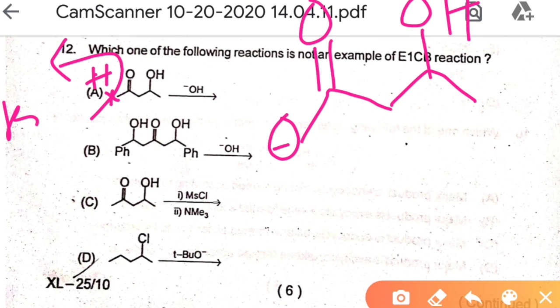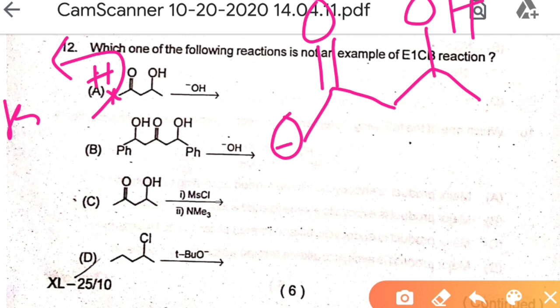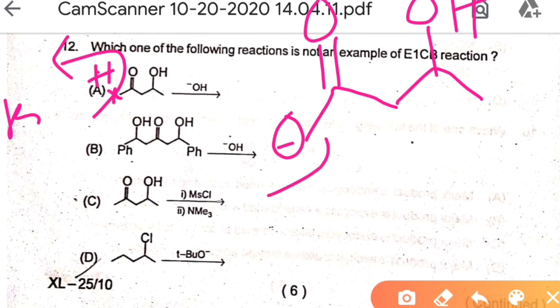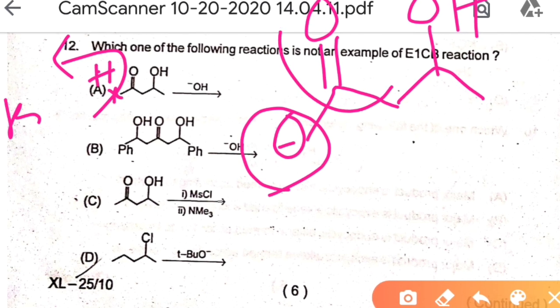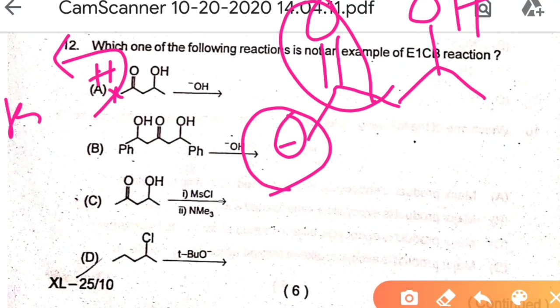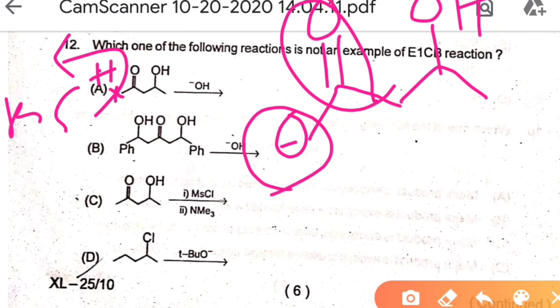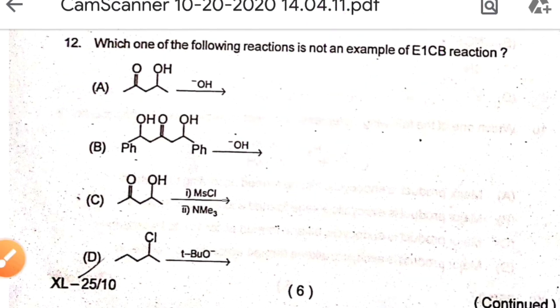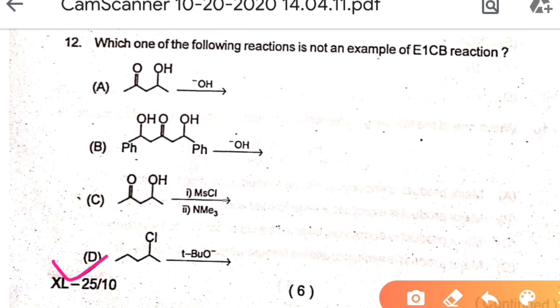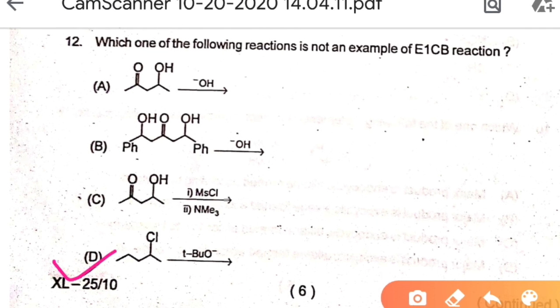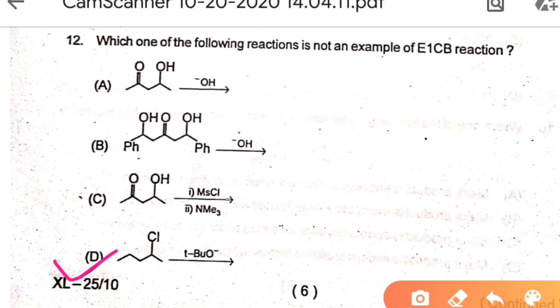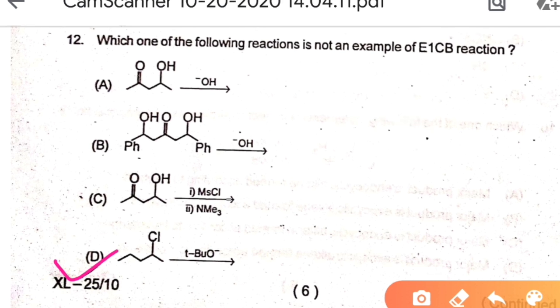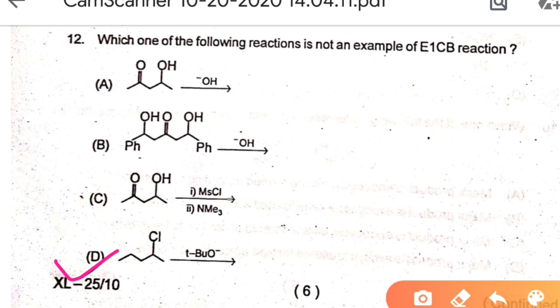So, the carbanion should be stable. And remember, the negative charge near the carbonyl group is more stable. So, in the first three cases, the negative charge is present near the carbonyl group. So, we are left with the last option. The carbanion found in this particular compound is less stable. So, option D is the right answer for this particular question.